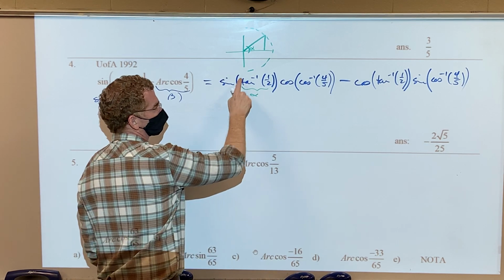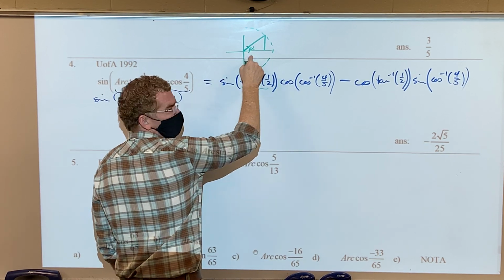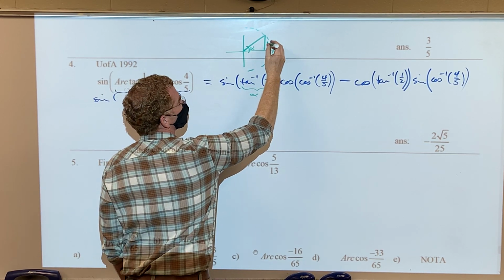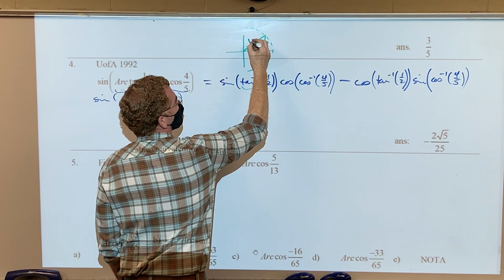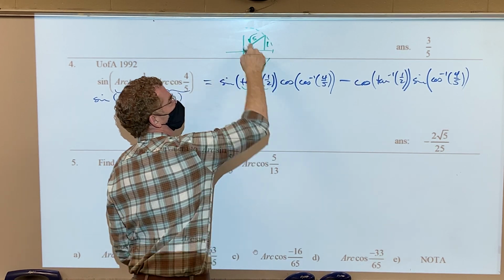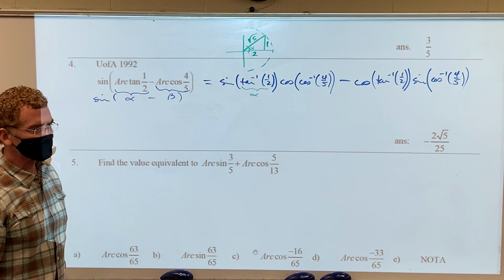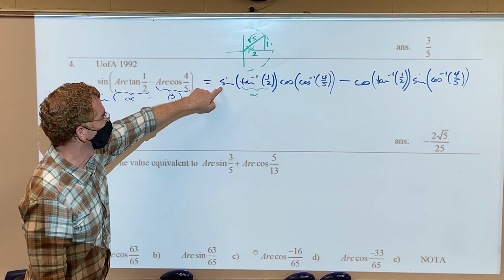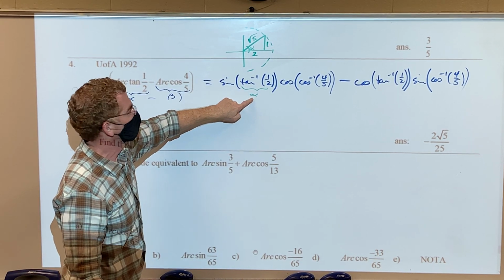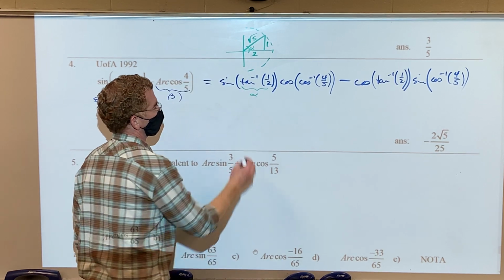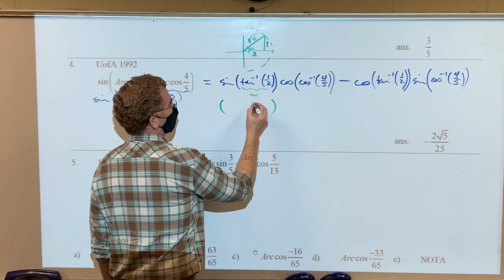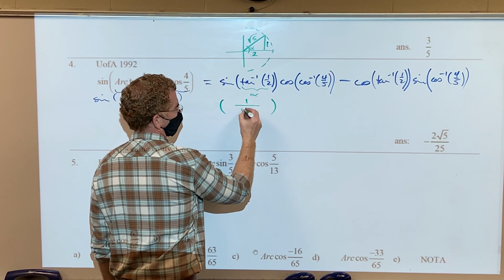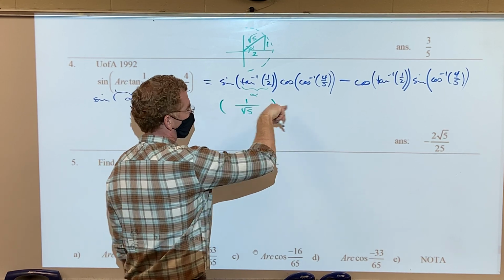And if the inverse tan of 1/2 gives me two sides, the opposite and the adjacent, the square root of 5 would be the hypotenuse. And I need to take the sine of that angle. So the sine of that angle would be 1 over root 5. So all of that, I'm done.